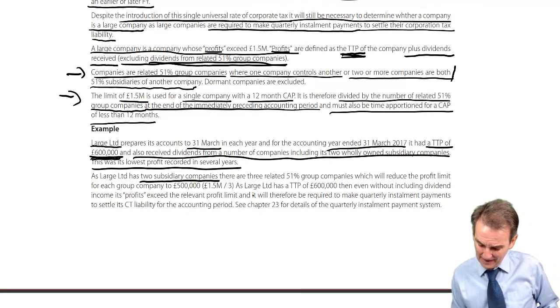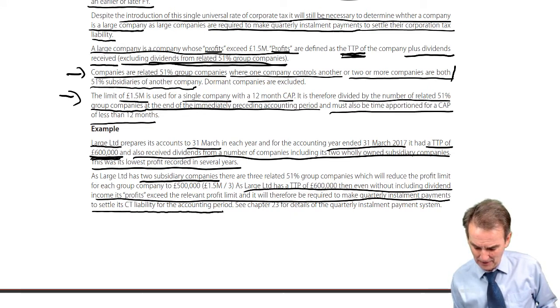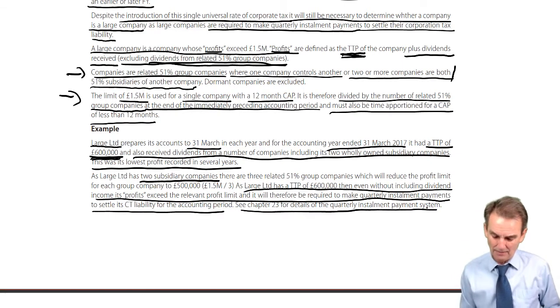So, as it has TTP of 600,000, even without including the dividend, profits exceed the relevant profit limit. It will therefore be required to make quarterly instalment payments to settle its CT liability for the accounting period. See Chapter 23 for details of the quarterly instalment payment system.